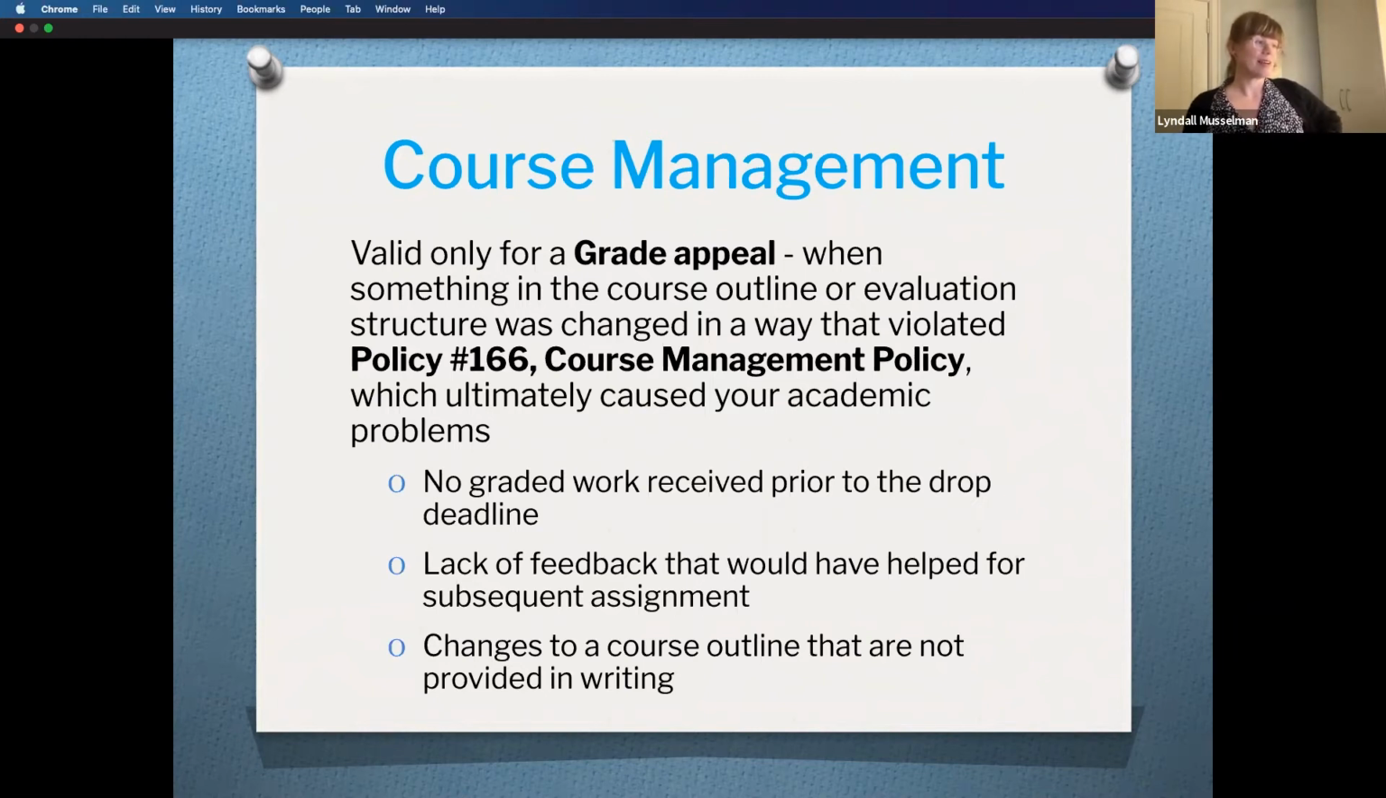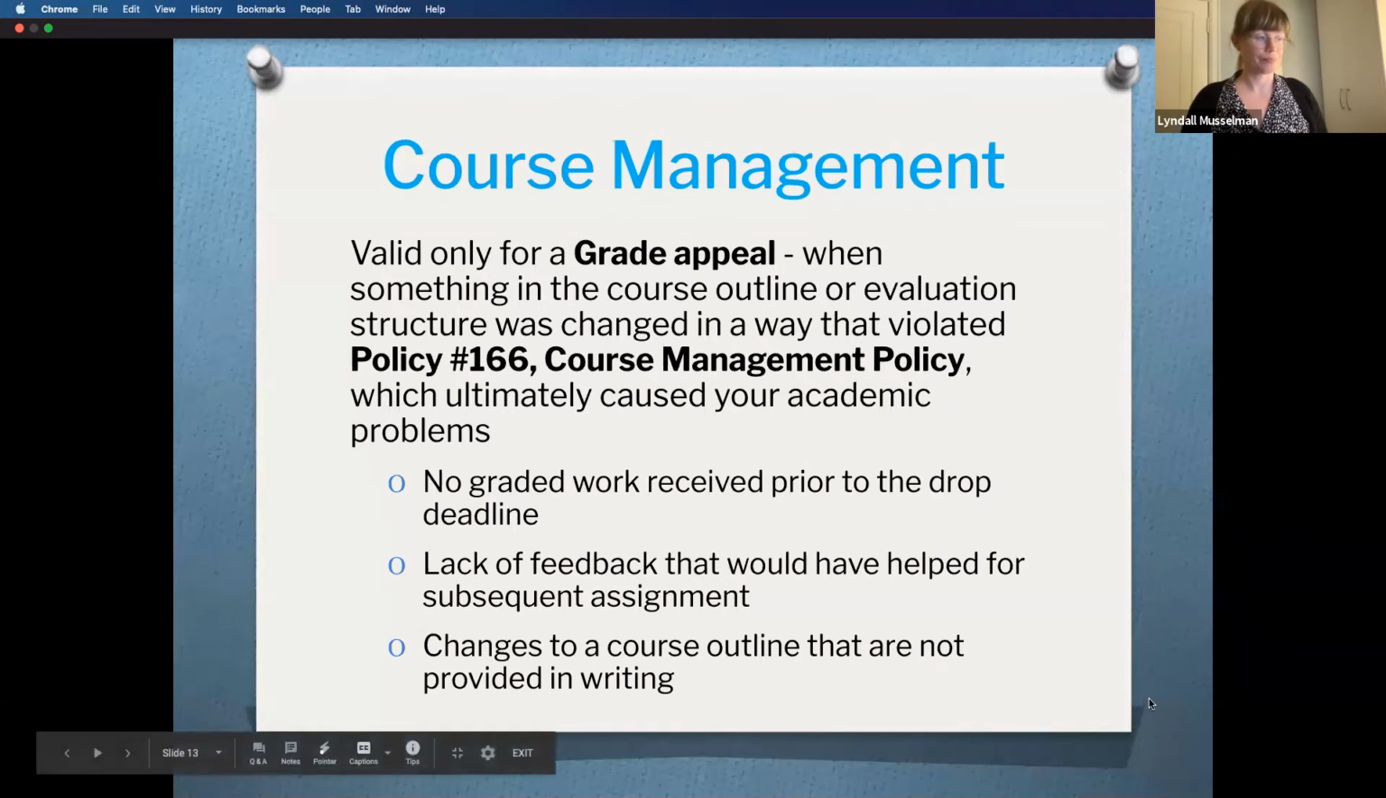And then, as I mentioned from the top of this slide, if there was a change to the course outline that was not provided in writing, like if it was not very explicitly announced in writing to the entire class that there was going to be a change, like a change in the weight of a certain assignment, or the elimination of an assignment or of an exam or something like that, and a change to the format of your course.